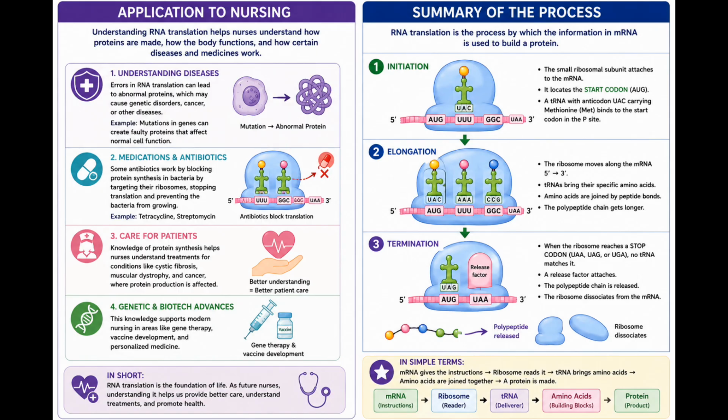So remember, mRNA gives the instruction, the ribosome reads the instruction, tRNA brings the amino acid, and the amino acids are assembled to make the protein. That is the process of RNA translation.